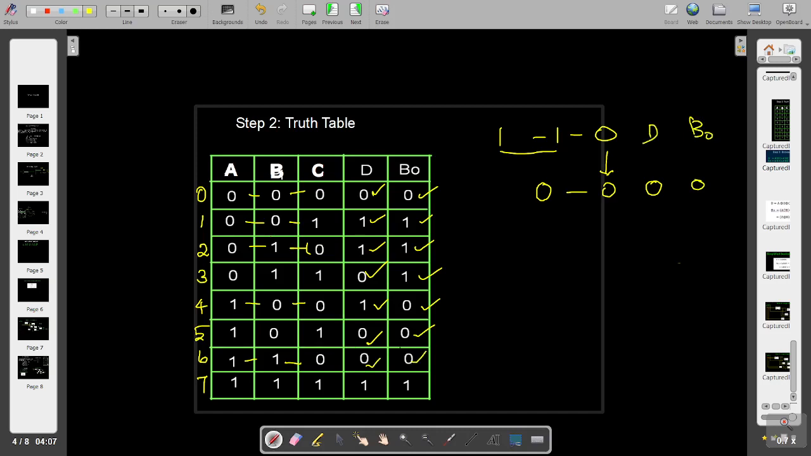And the last combination is 1 1 1. So it is for 7, 1 1 1. So what happens for that? 1 minus 1 minus 1. So the difference between these two is 0, no difference. Then this 1 must be subtracted out of the 0.